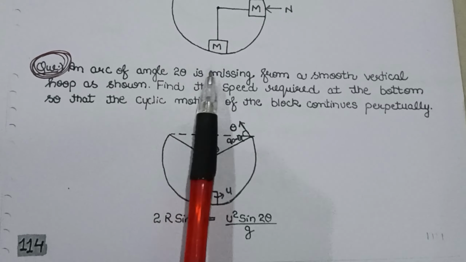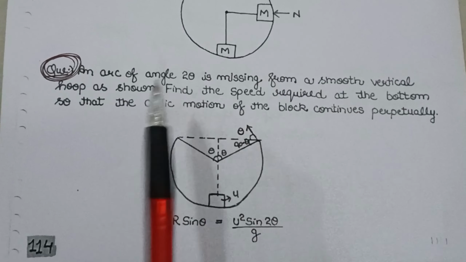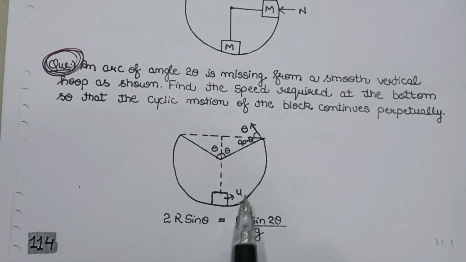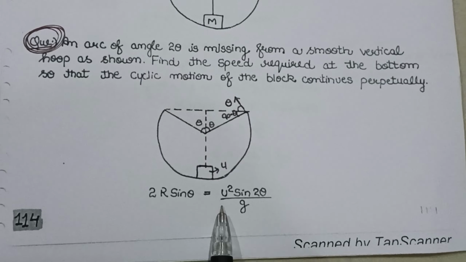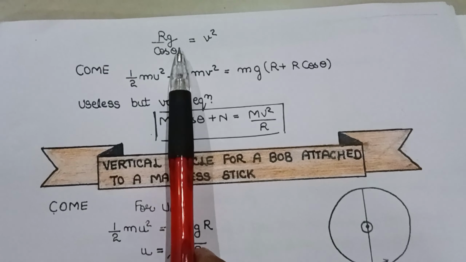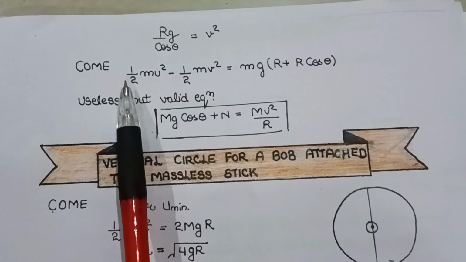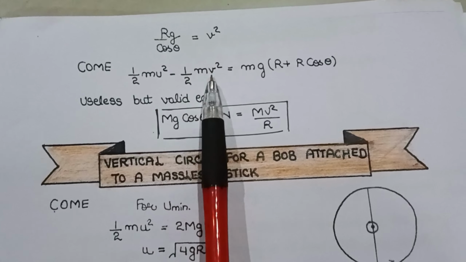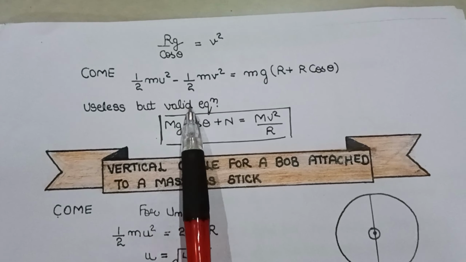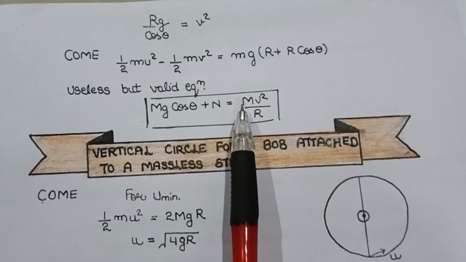An arc of angle 2 theta is missing from a smooth vertical hoop as shown. Find the speed required at the bottom so that the cyclic motion of the block continues perpetually. According to this figure, 2r sin theta is equal to u square sin 2 theta upon g. Therefore, rg upon cos theta is equal to v square. According to the law of conservation of mechanical energy, half of mu square minus half of mv square is equal to mg into r plus r cos theta. It is useless but a valid equation, which is mg plus mg cos theta plus normal reaction is equal to mv square upon r.